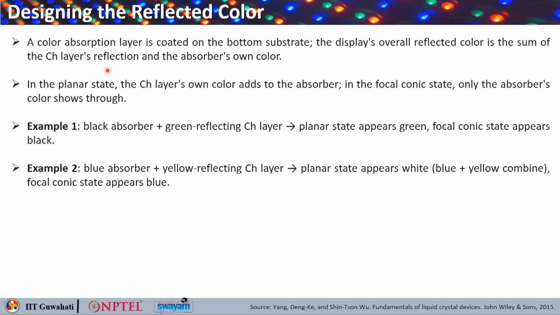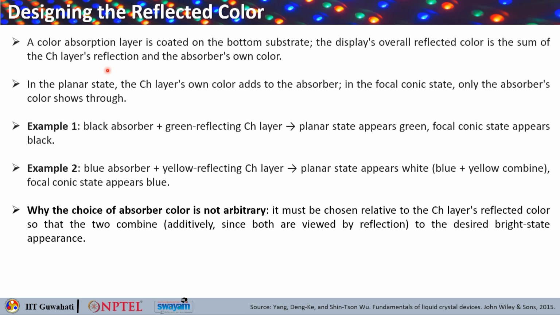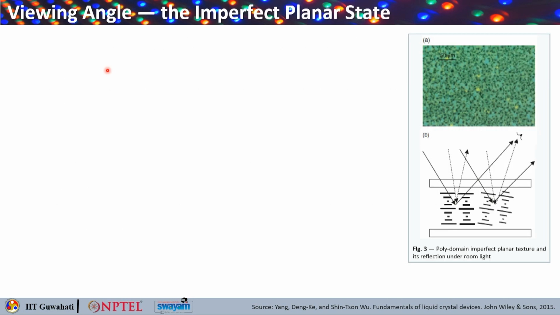However, for the focal conic state, it is only the color of the absorber, which means it will appear blue. The choice of absorber color is not arbitrary, because it must be chosen relative to the cholesteric layer's reflective color, so that the two can combine additively, since both are viewed by reflection. So you know your desired bright state appearance, and accordingly you should decide the color of the absorber, because when that color adds up, it should give you the desired bright state appearance.